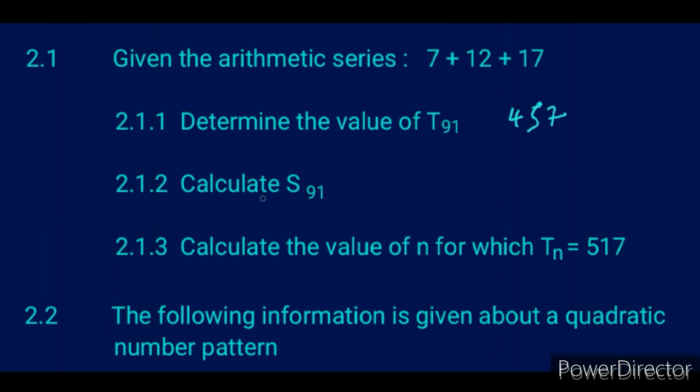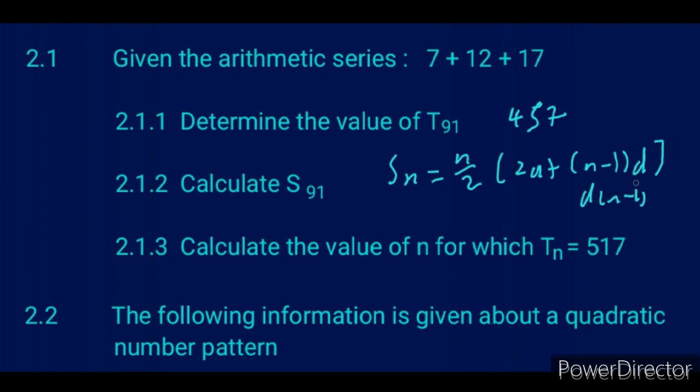Now in the second question, they said calculate the sum of 91 terms. When they say calculate T91, you use the Tn formula. But if they say calculate S91, you use the S formula. So use the Sn formula. Because it's arithmetic, we have to use Sn for arithmetic. So Sn is equal to n over 2, then 2a plus n minus 1 d. Again, some students write dn minus 1. There is absolutely no problem with that. It depends on the preference.